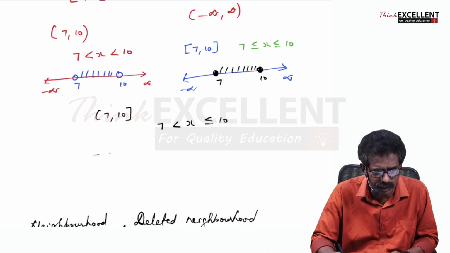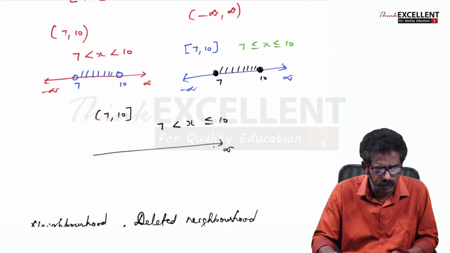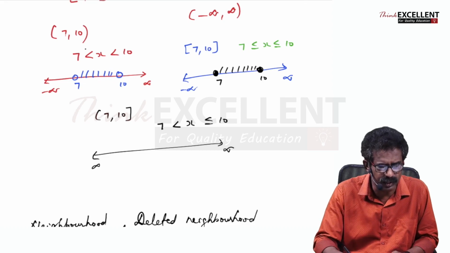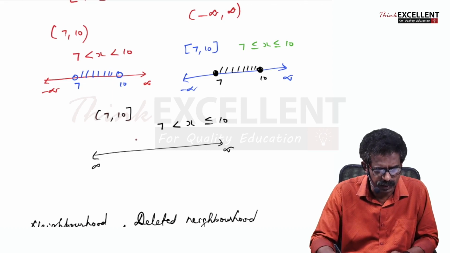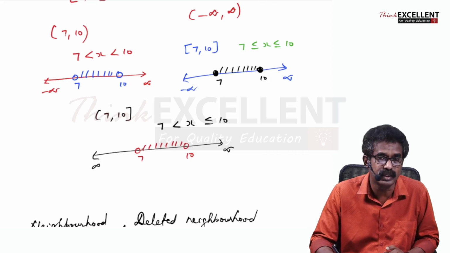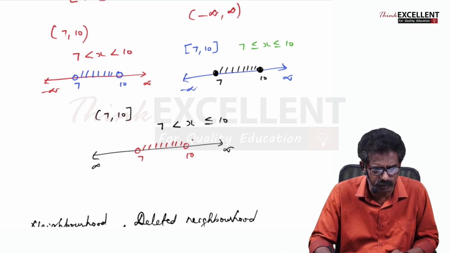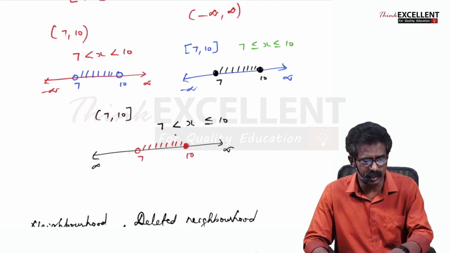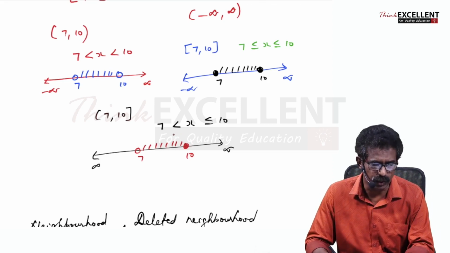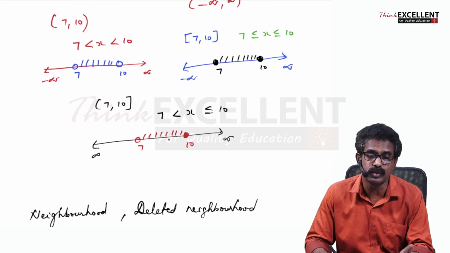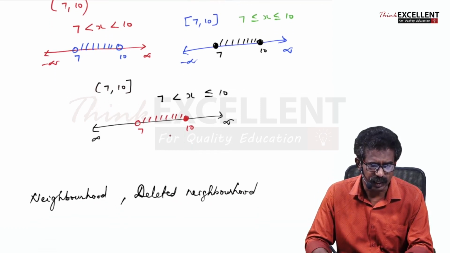Okay, so when you draw it on a number line, from minus infinity to plus infinity, say 7 is here, 10 is here. In between you can shade. 7 is not included, so don't shade that one, don't darken that one. 10 is included, so you can darken that. So are you able to understand? So these are intervals, so you can denote it as an inequality, and also you can denote it in the graph, on the number line.